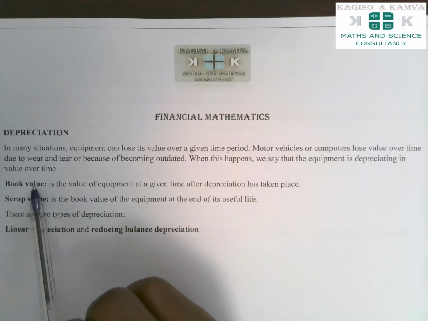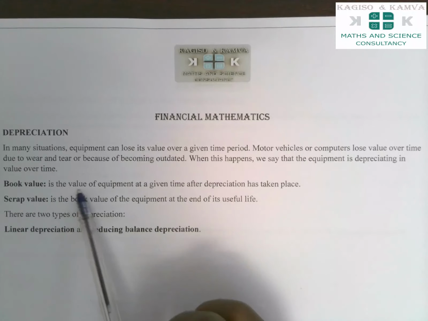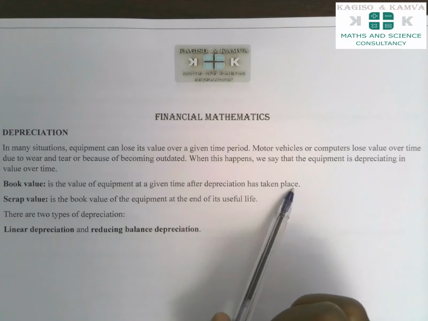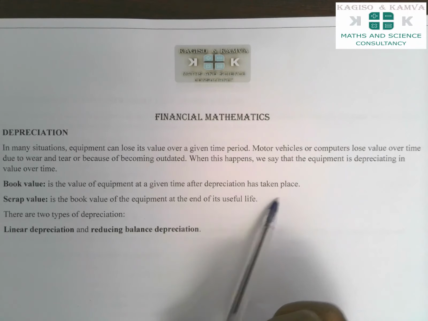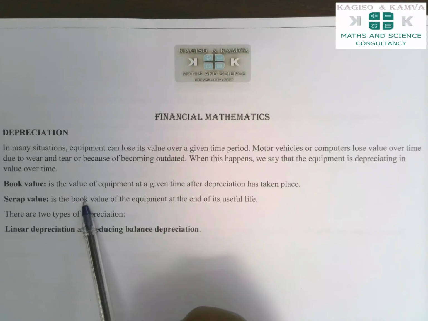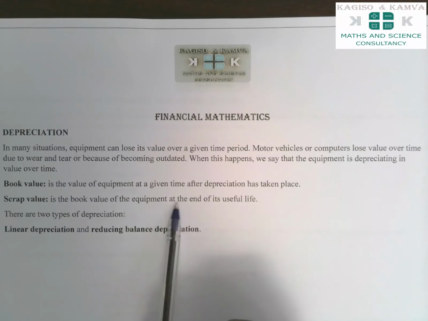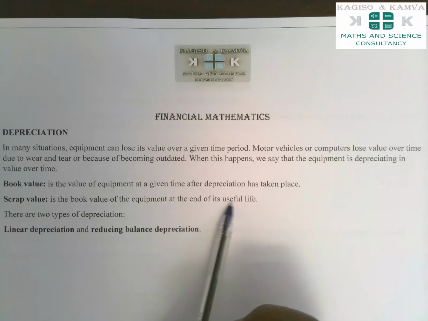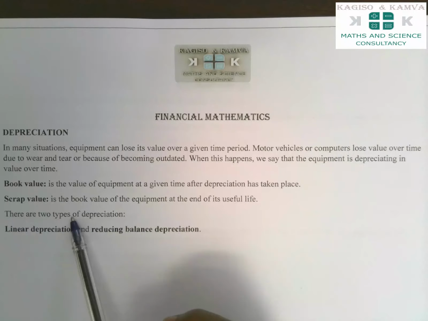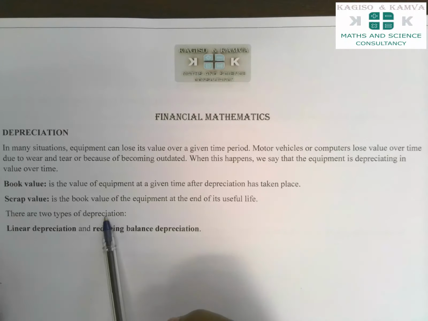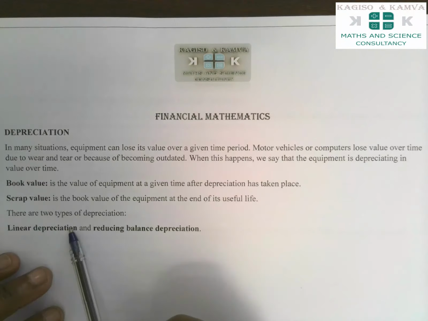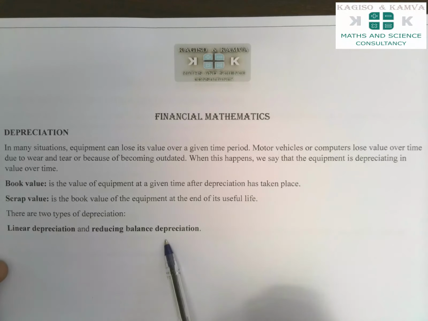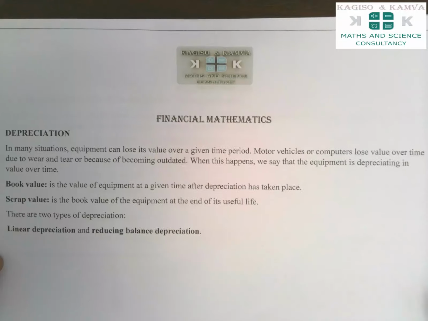So we've got what we call book value, which is the value of the equipment at a given time after depreciation has taken place. Scrap value is the book value of the equipment at the end of its useful life. There are two types of depreciation: linear depreciation and reducing balance depreciation. Let us look into the two.